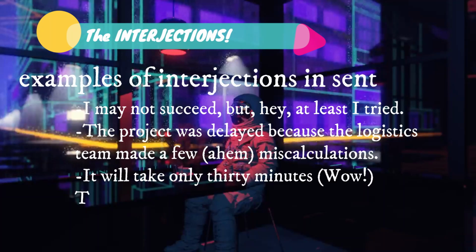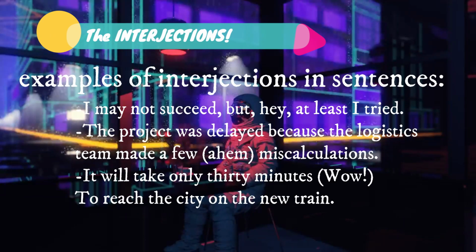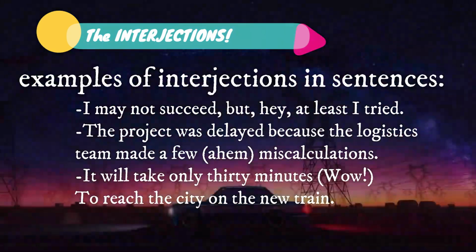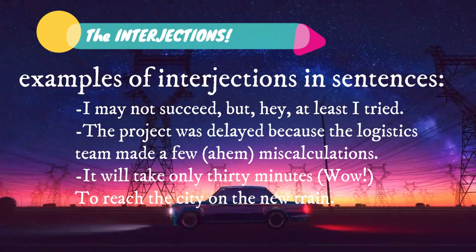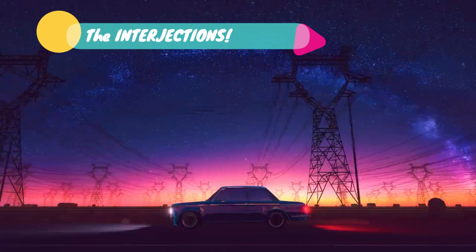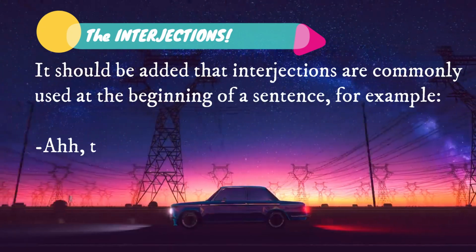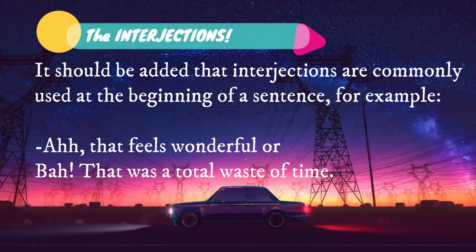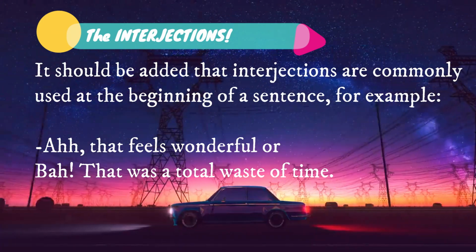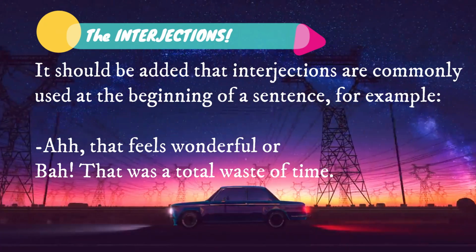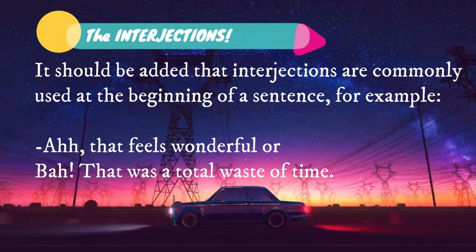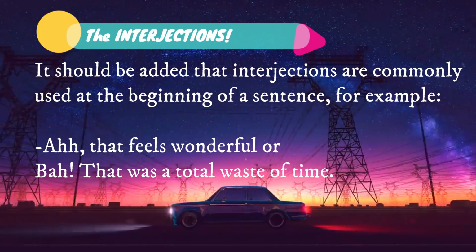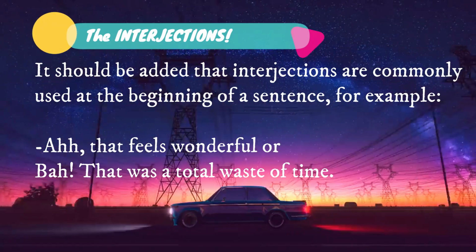You can see on the screen some examples of the interjections in a sentence. These are some examples where we can use the interjection in a sentence. It should be added that the interjections are commonly used at the beginning of a sentence. For example, that feels wonderful, or that was a total waste of time.